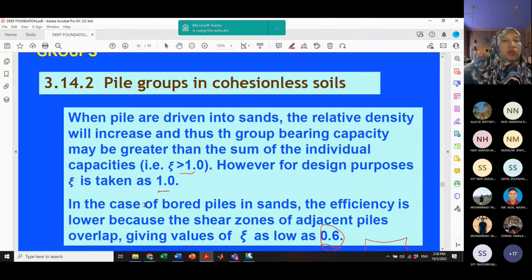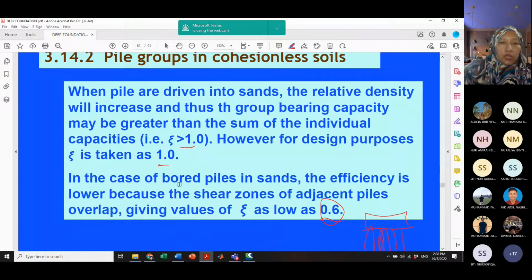Okay, pile groups in cohesionless soil. When you are driving piles into sand, the relative density will increase and thus the group bearing capacity may be greater than the sum of the individual capacities. However, for design purposes, the efficiency is taken as 1.0. In the case of bored piles in sand, the efficiency is lower because the shear zones of adjacent piles overlap, giving values of efficiency as low as 0.6.